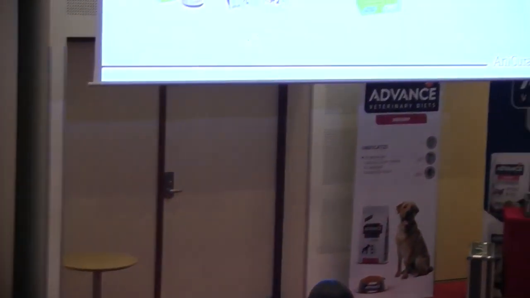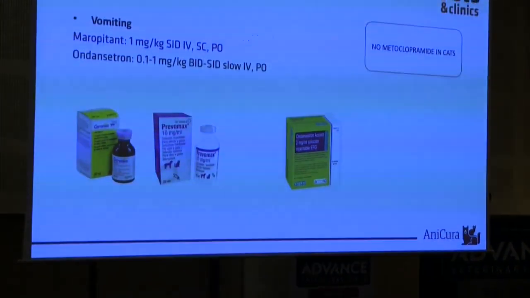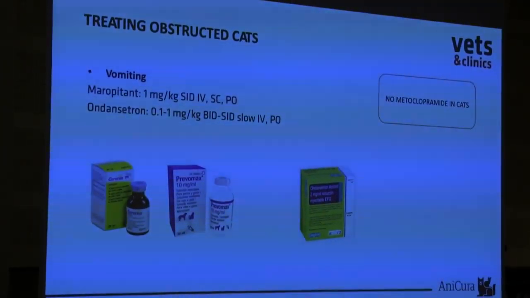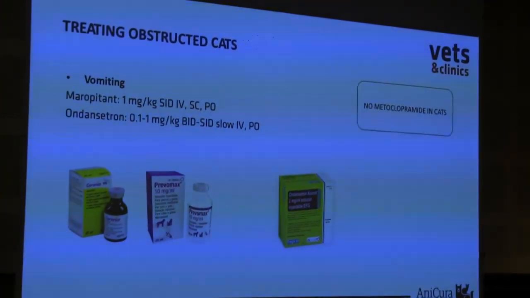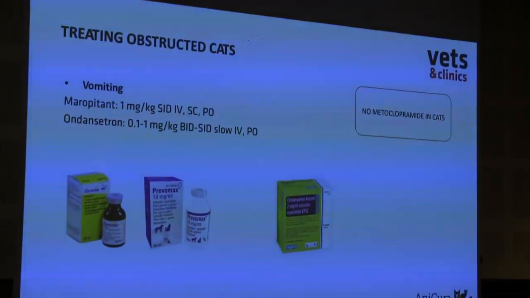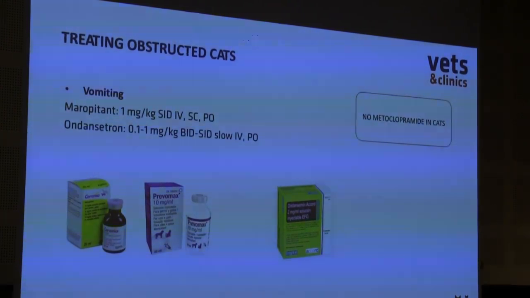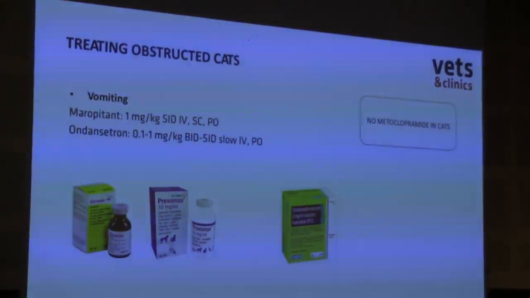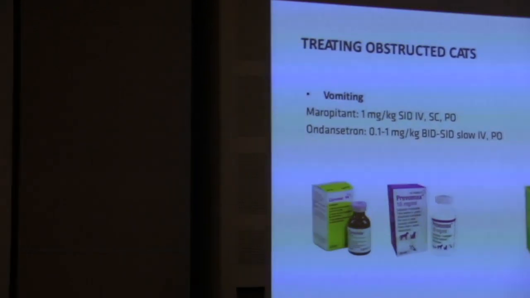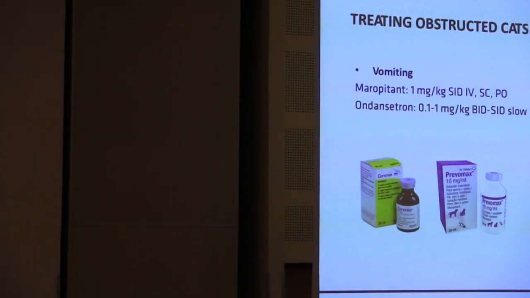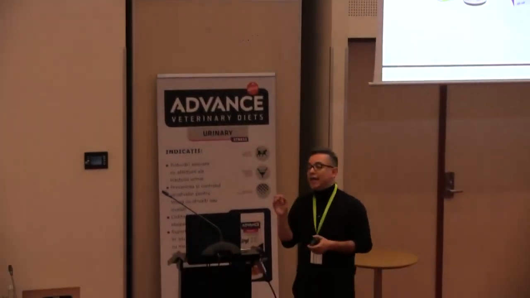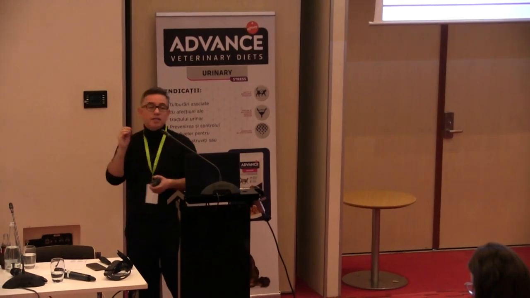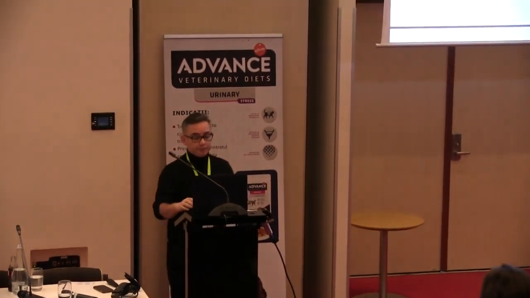When a cat comes in as an emergency, the first thing I do when I put in the intravenous catheter is give an antiemetic. You can use maropitant for this, or you can use ondansetron. Probably ondansetron is my second option. And don't use metoclopramide for vomiting in cats, because the cat doesn't have dopamine receptors in the vomiting center, okay?